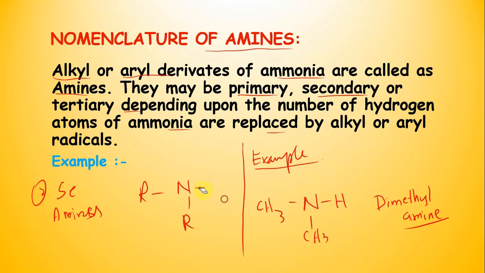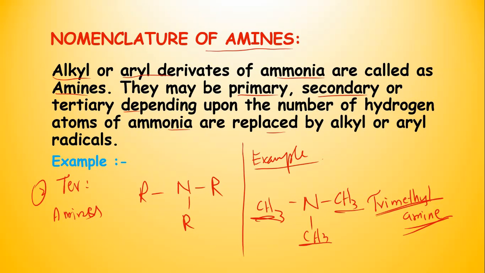Now we are moving towards the last type, the tertiary amine. What is the tertiary amine? Now look here. Tertiary amine is one where three radicals are attached. When we remove this hydrogen, we place another CH3. These CH3 are alkyl radicals. So we will write not dimethyl, but trimethyl. So trimethyl amine is under the heading of tertiary amine.